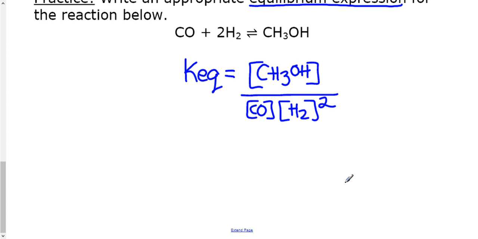For now, with your practice problems, you'll just practice writing out some K expressions, but in a couple of lessons, we're going to start using this to help us solve for concentrations of all the different components in an equilibrium reaction.